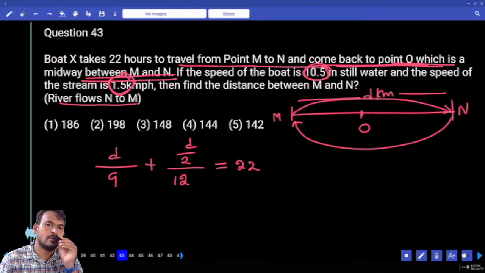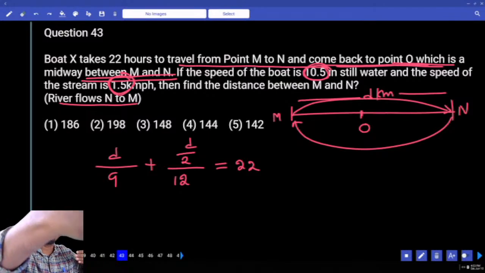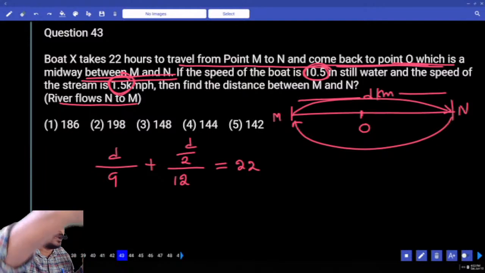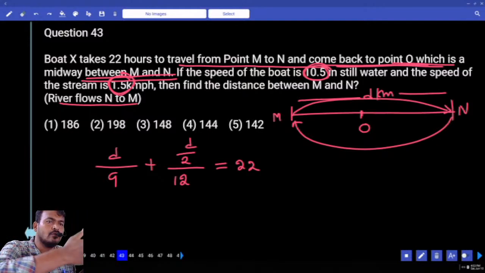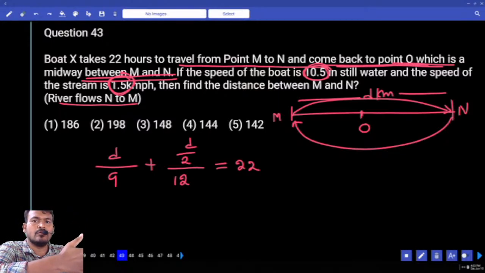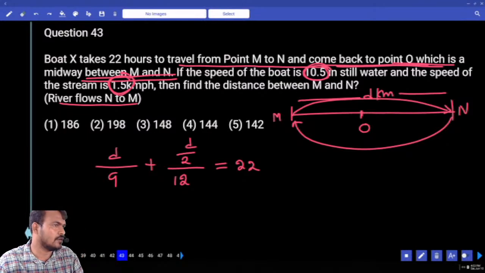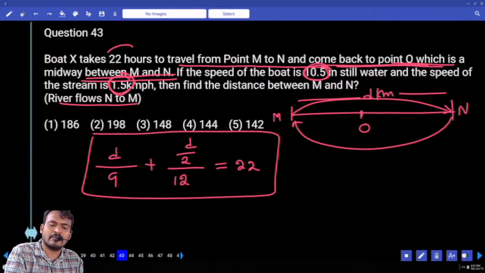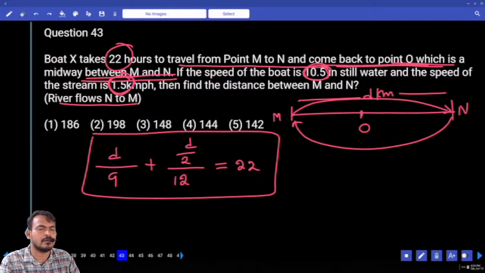22 hours. Two cases. First one M to N, second one N to O. In the M to N case, the boat is moving M to N, the river is moving N to M. In that case, it will be upstream. Again, the same boat from N to O, the river also N to O, means same direction or opposite direction? Same direction. That is considered downstream. These two adding, we get the total time or not? What is the total time given? 22 hours. And first one D by 9, second one D by 24.